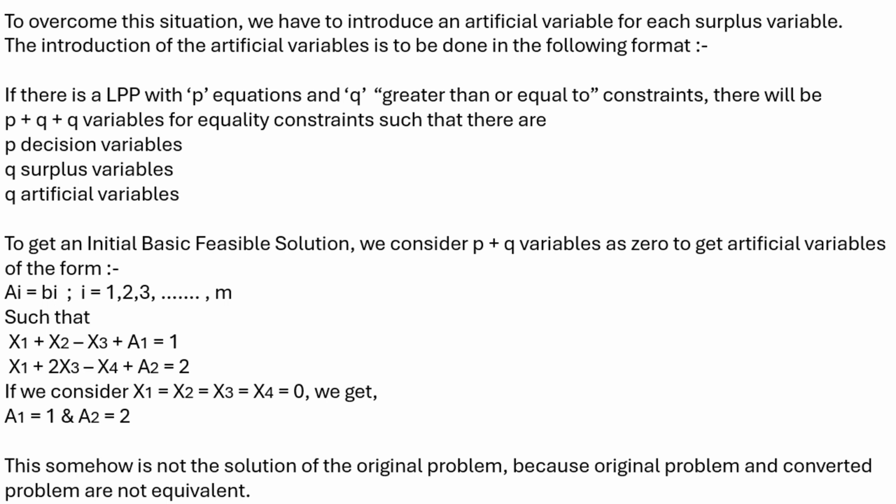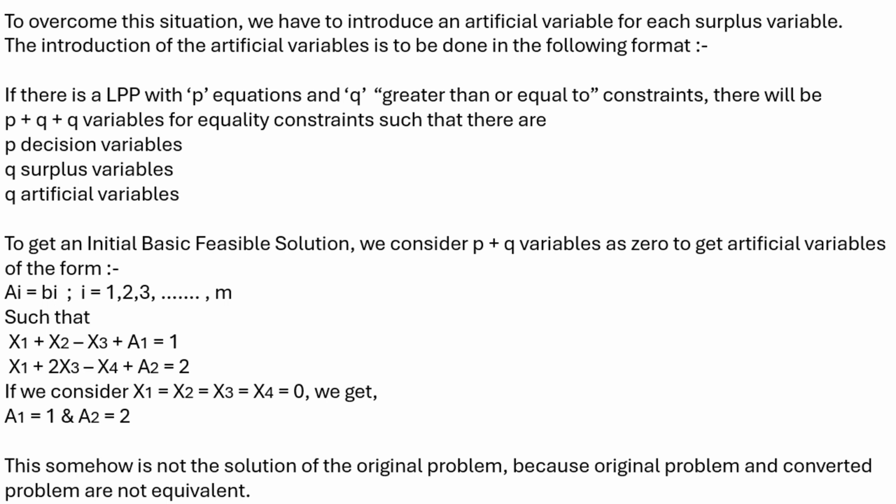or to put it under control. So now to get an initial basic feasible solution, we firstly consider these p plus q variables as 0 to get the artificial variables of the form ai equals bi, where i equals 1, 2, 3 up till n, such that x1 plus x2 minus x3 plus a1 equals 1. If we talk in terms of the problem which we have been discussing in the previous slide, in the second constraint it will become x1 plus 2 x3 minus x4 plus a2 equals 2.